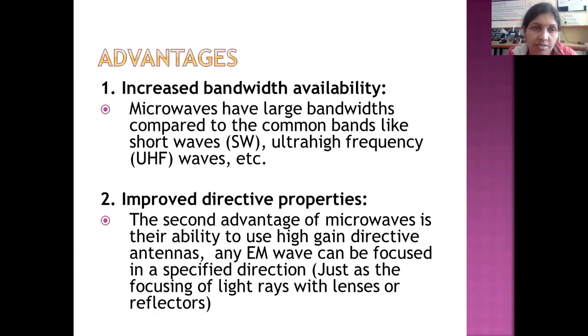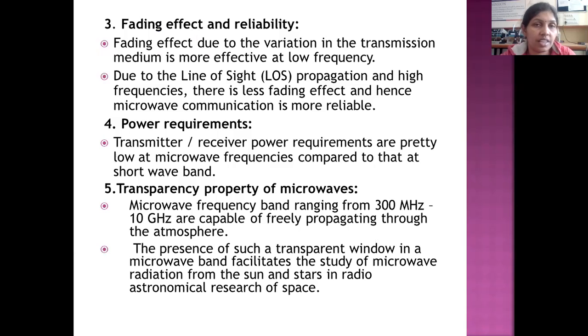The advantages of microwaves are increased bandwidth availability. As frequency increases, more and more bandwidth is available for communication. And improved directive properties: because it is a high frequency signal, as the frequency increases, directivity increases and fading decreases, and this signal is more reliable. The power required for microwave signal generation is comparatively small. The transparency property of microwaves: the higher end frequencies of microwave signals behave like light rays, so because of this transparency property, they can be used for astronomical study.